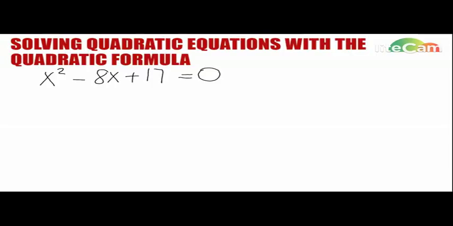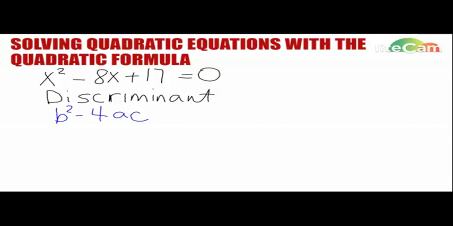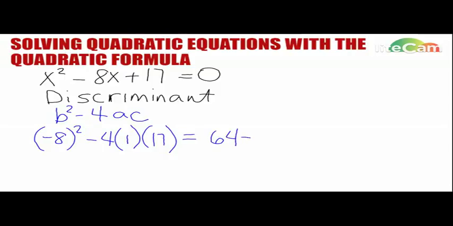Okay, here's our example. x squared minus 8x plus 17 equals 0. I'm going to find the discriminant. Using just b squared minus 4ac, I'm going to have negative 8 squared minus 4 times 1 times 17. This is going to give me 64 minus 68, which equals negative 4.